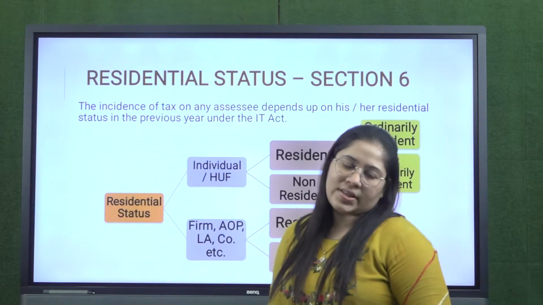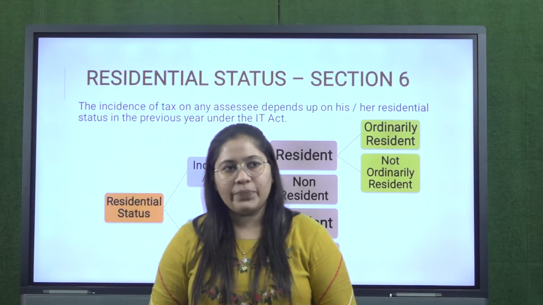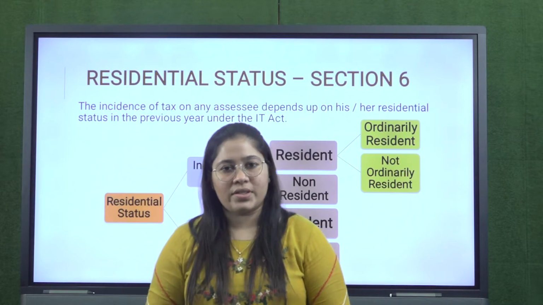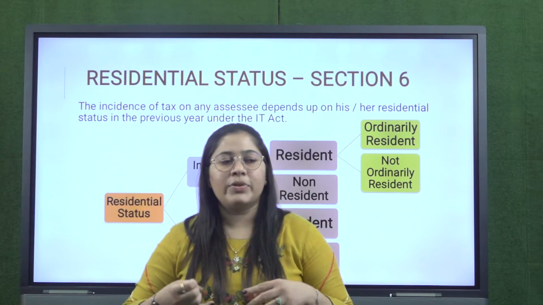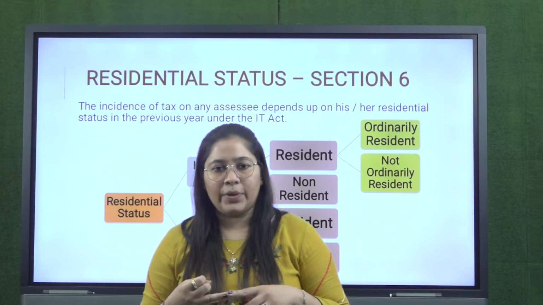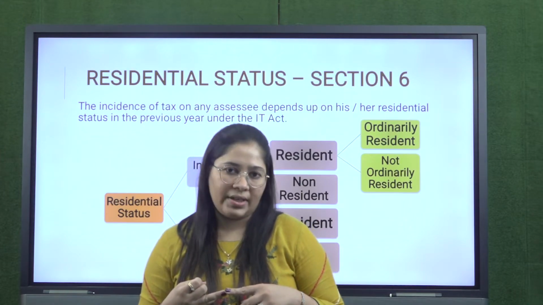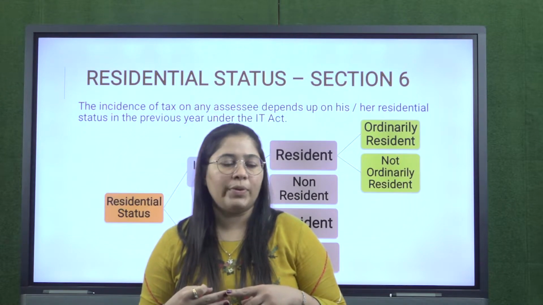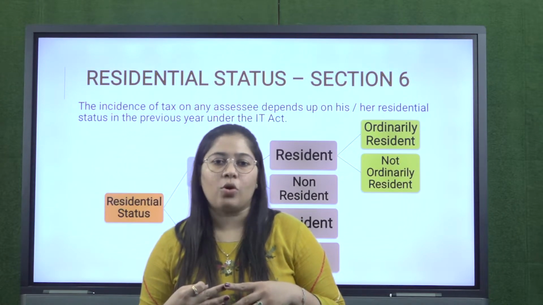When we talk about the residential status of an individual, it is divided into three parts. A person can be a resident and an ordinarily resident. A person can be a resident but not ordinarily resident. And a person can be classified as a non-resident.